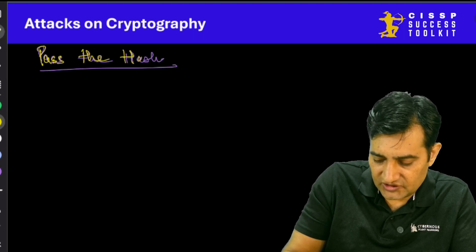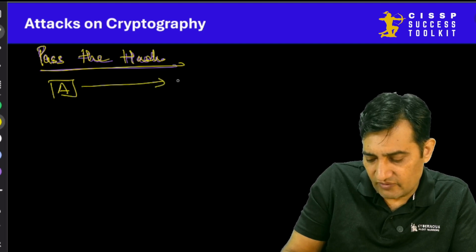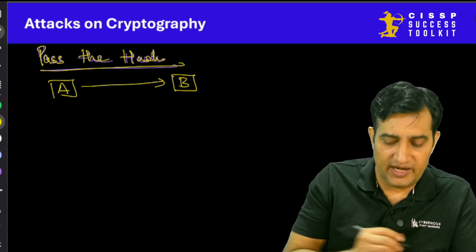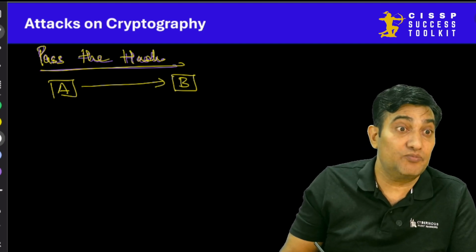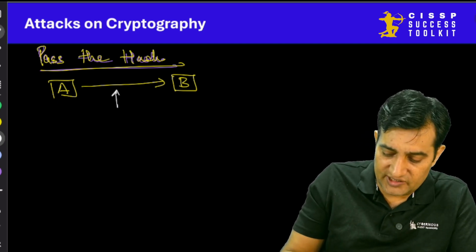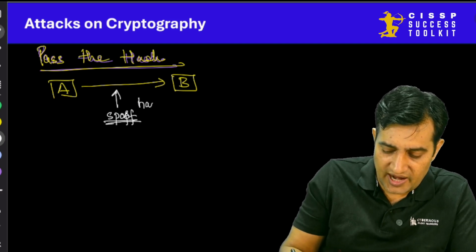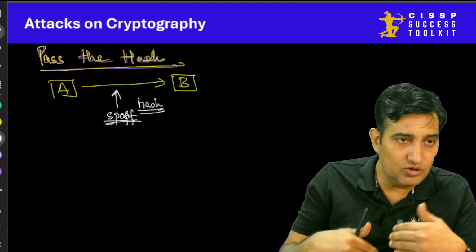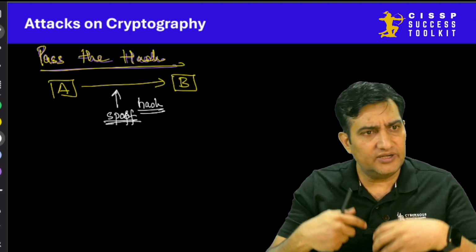Pass the hash. Let's say Mr. A is going to communicate with Mr. B, and for this communication you need some level of authentication, and let's say they are communicating based on an old protocol, something called PAP, password authentication protocol. In this, the password is directly traveling on the wire. So what can happen is somebody can spoof the hash, and if the hash is not encrypted before sending on the wire, let's say you are using telnet, you are using FTP, we don't really encrypt the passwords, right? It is used as it is.